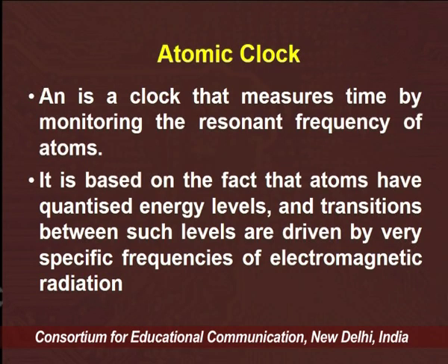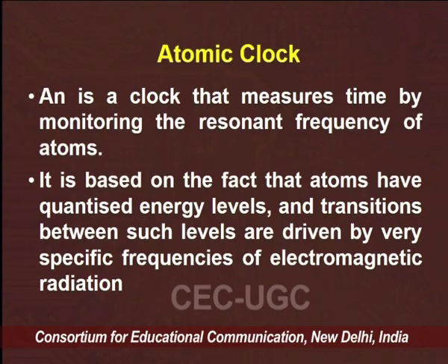We are discussing the quantum sensors. In this quantum sensor, we discuss the atomic clock. What is this atomic clock? This atomic clock can measure time by monitoring the resonant frequency of the atom. This is different from the ordinary clock. So, this atomic clock is a clock that measures time by monitoring the resonant frequency of the atoms.